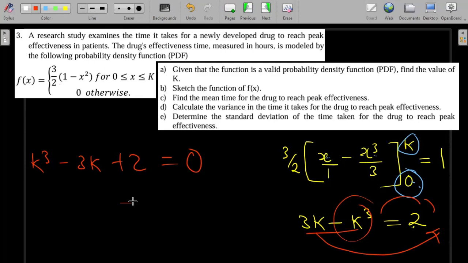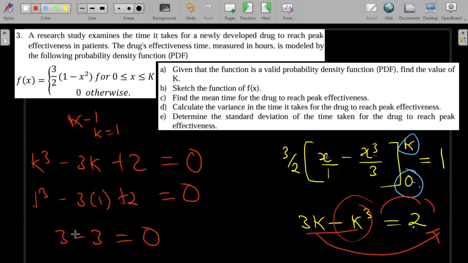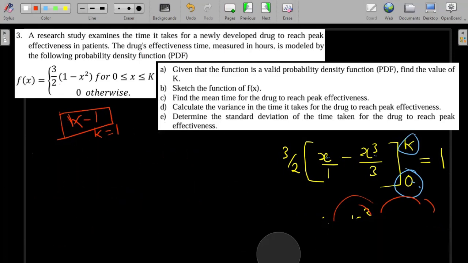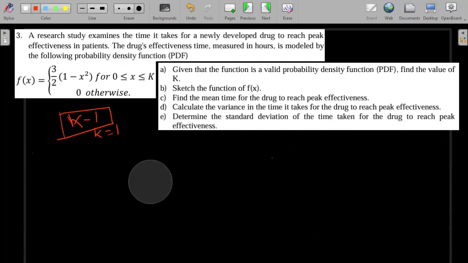So let's try to test maybe k minus 1. Will it work there? So k minus 1, it means our k will just be equals to 1. So if I put 1 here, it will be 1 to the power 3 minus 3 multiplied by 1 plus 2 is equals to 0. So 1 plus 2, it will be 3 minus 3, 0. All right, so it means this guy here is a factor. Then from there, we can use synthetic division. So don't forget your synthetic division.